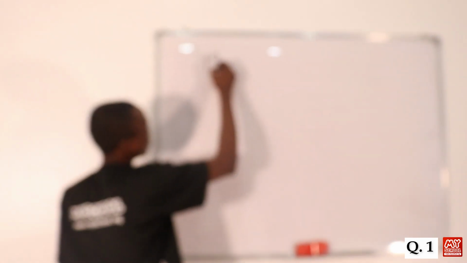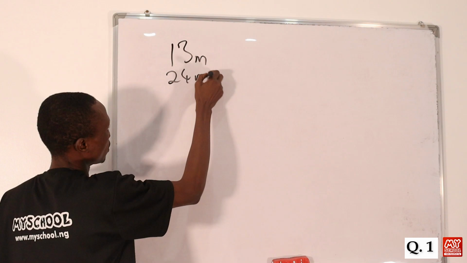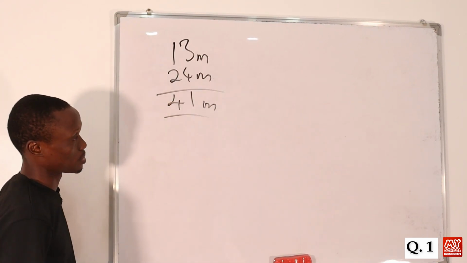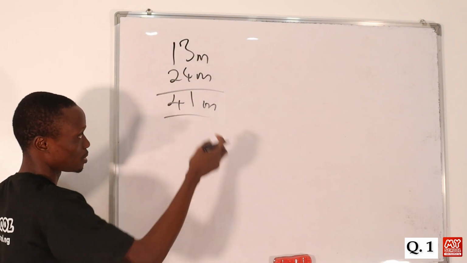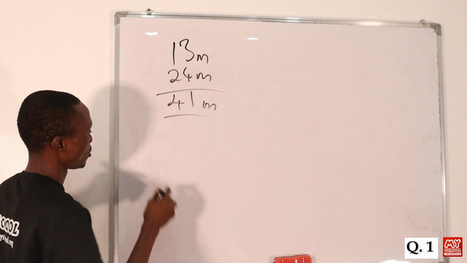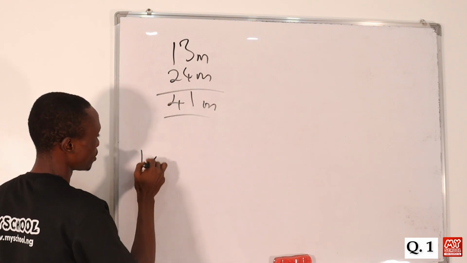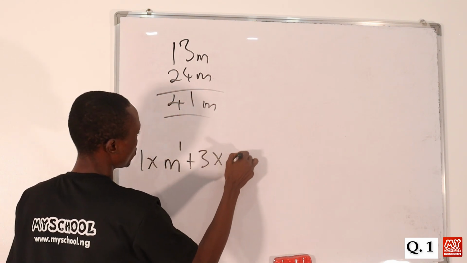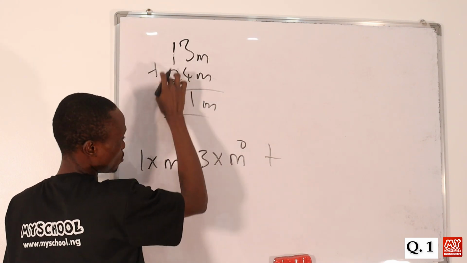So basically, there are two methods that we can use to solve this question. But I want us to use the method of converting this to base 10. So we are going to convert each of these values to base 10 and then get the value of m. So let's convert the 13 to base 10. That will be 1 times m raised to power 1 plus 3 times m raised to power 0, then plus the 24, because we are adding these two values together.